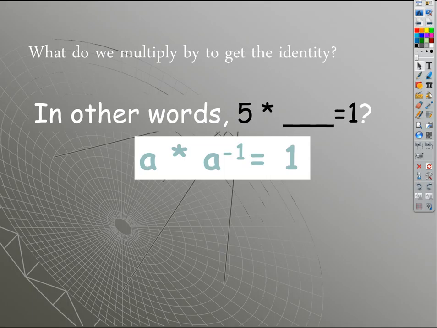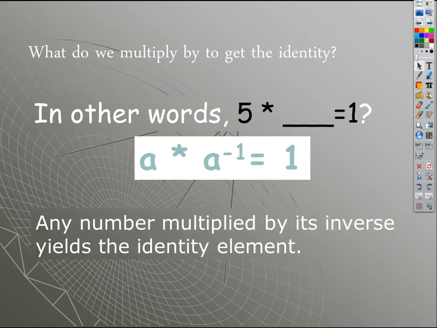Okay, so if we know that 1 is the multiplicative identity, then here's the part that I really want you to tie together in your brains. If that's the multiplicative identity, then the multiplicative inverse is what we can multiply by to get that answer, right? So in other words, 5 times what is equal to 1? 1/5. Now, multiplying by 1/5 is equivalent to doing what? Dividing by 5. Okay, good.